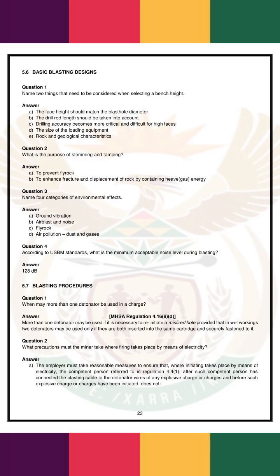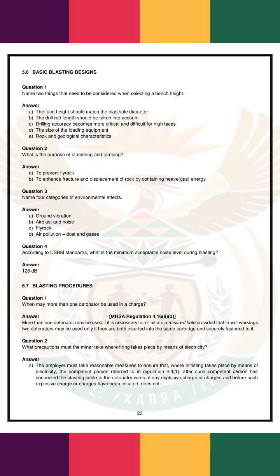Blasting procedures. Question 1. When may more than one detonator be used in a charge? More than one detonator may be used if it is necessary to reinitiate a misfired hole, provided that in wet workings, 2 detonators may be used only if they are both inserted into the same cartridge and securely fastened to it. Question 2. What precautions must the miner take where firing takes place by means of electricity?